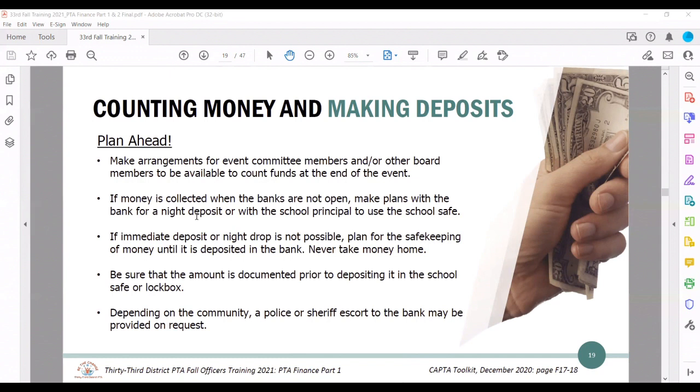Never take the money home. Be sure to complete the cash verification form, document the amount being deposited or being left in the school safe, and to have 2 signatures on the form. If you decide to do a night drop at the bank, depending on your community, you might be able to request law enforcement escort.